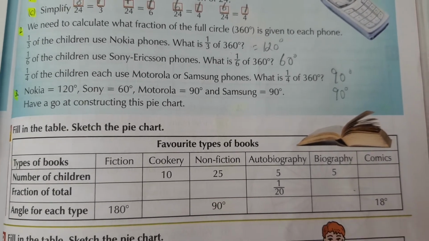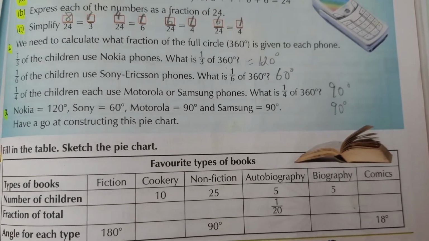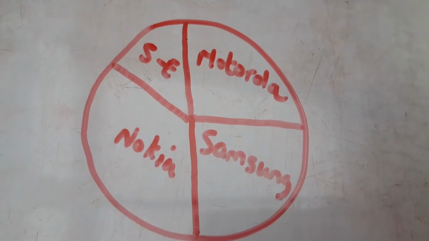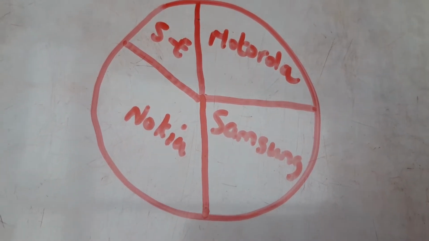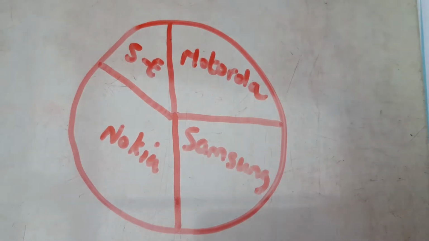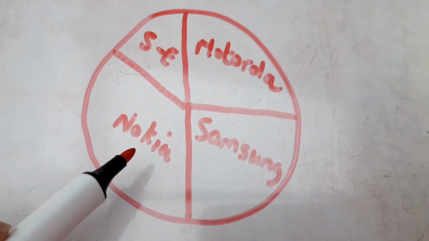So I don't have a protractor or a compass to show you, but I'll try and just draw it roughly, what it would look like. So that's roughly what it would look like. So you have two that were 90 degrees, so that's 1/4 each. They'd be easy to draw in. The Nokia then is 120 degrees.